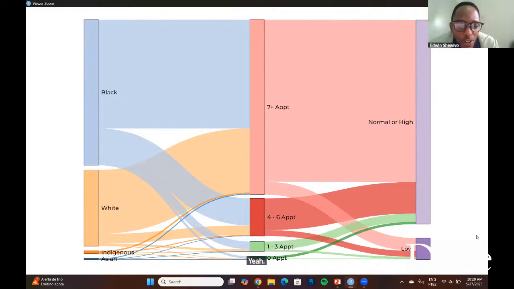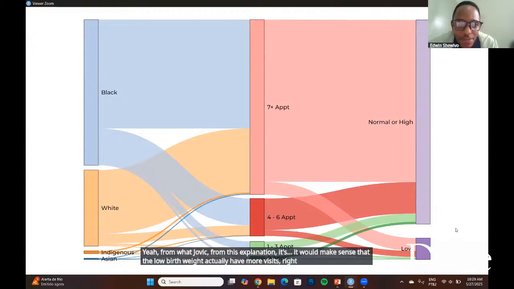Yeah, from what you have, from this explanation, it would make sense that the low birth weight actually have more visits, right? Because they might be much sicker. I would imagine.